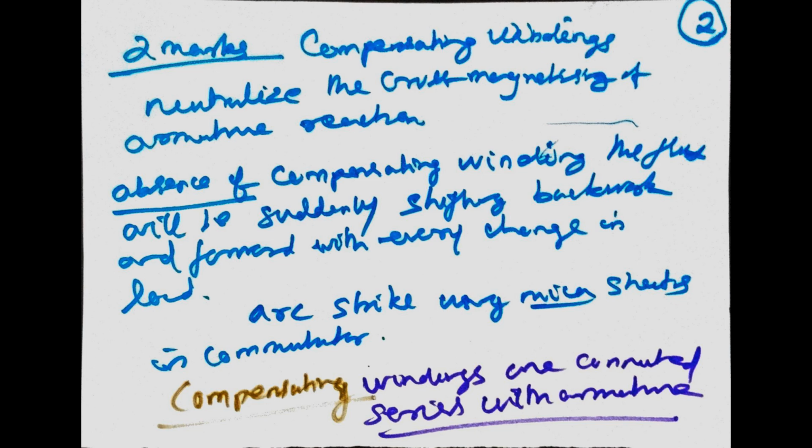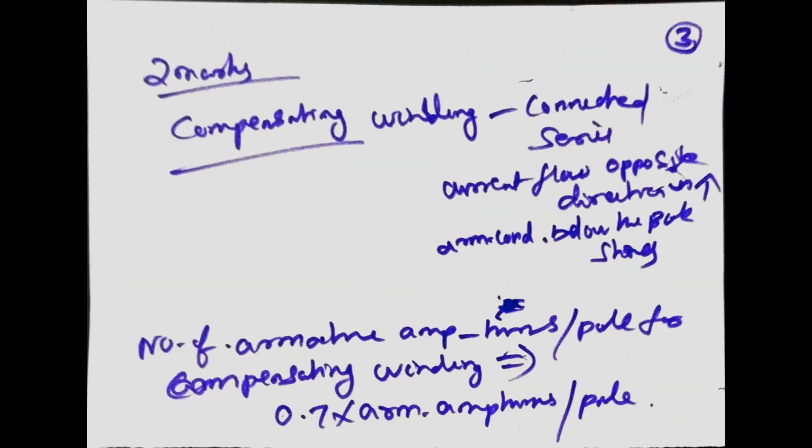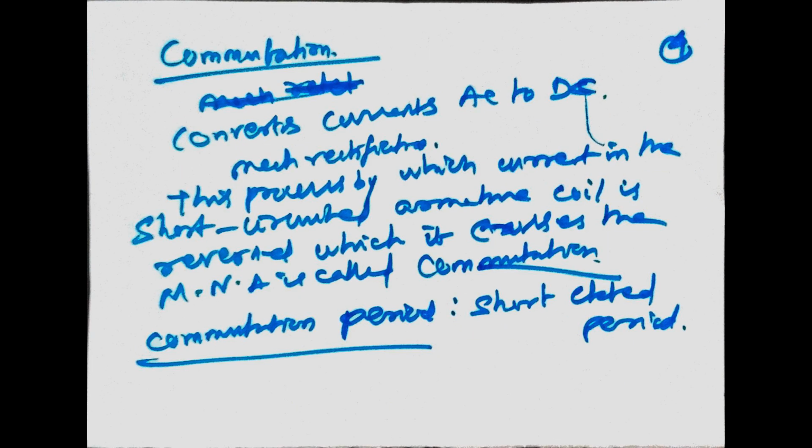Compensating windings are connected in series with the armature. Current flows in the opposite direction to the armature conductor current below the pole shoes. The number of armature ampere turns per pole for compensating winding is equal to 0.7 times the armature ampere turns per pole. Commutation converts AC to DC, a mechanical rectification. The process by which current in the short circuited armature coil is reversed as it crosses the MNA is called commutation. The short circuited period is called the commutation period.